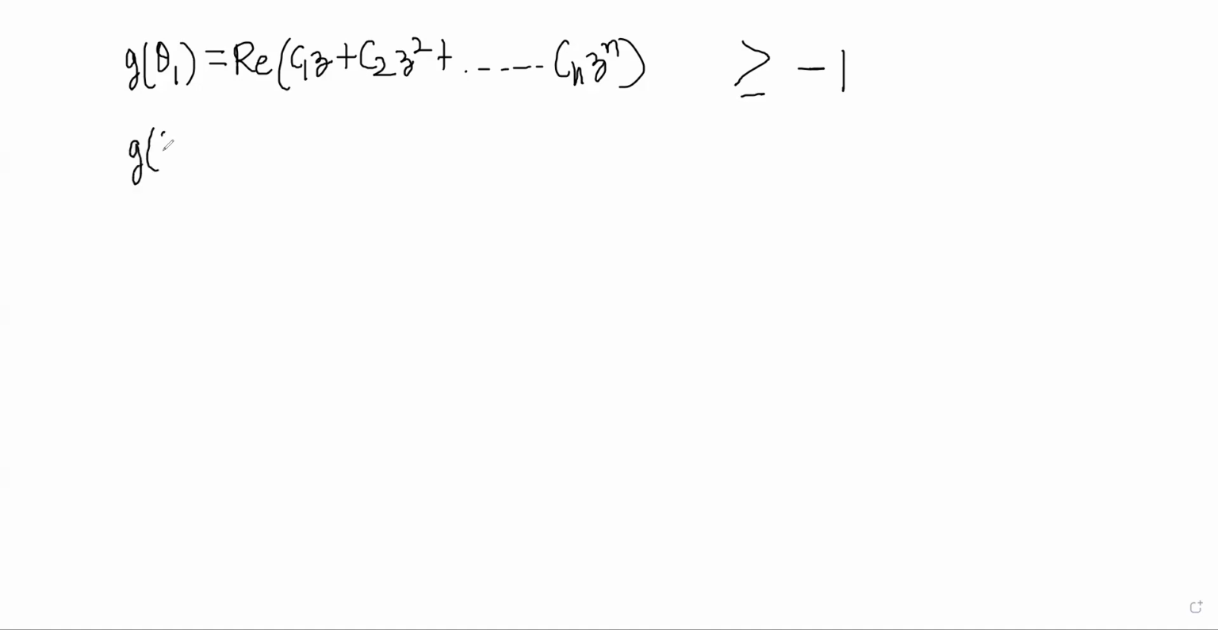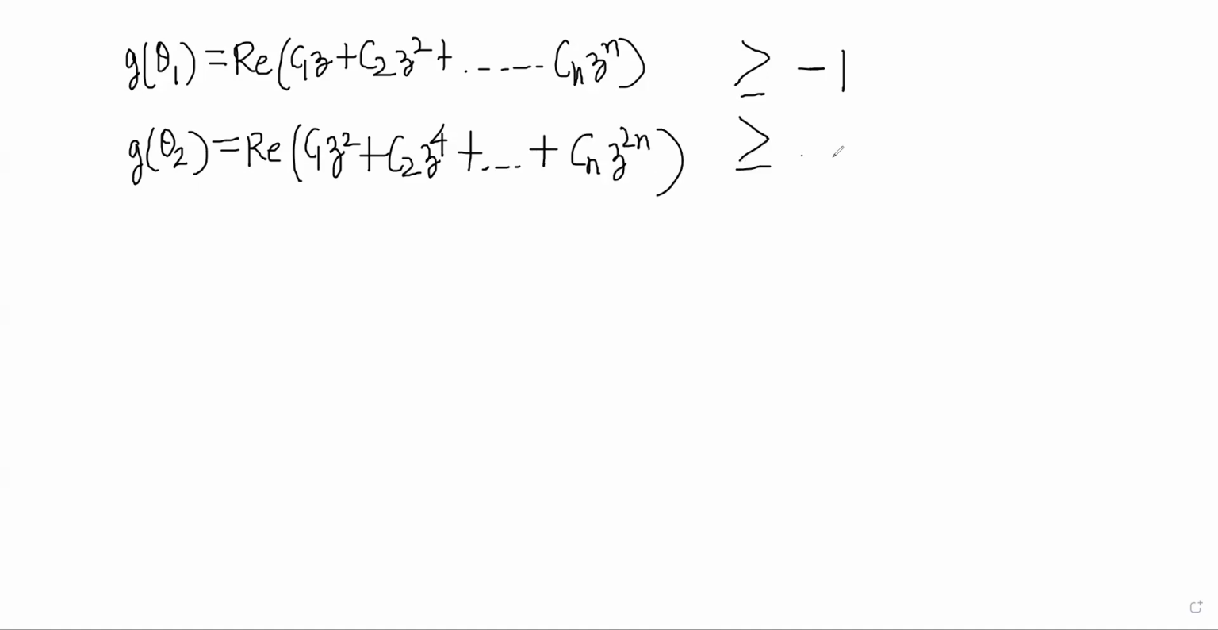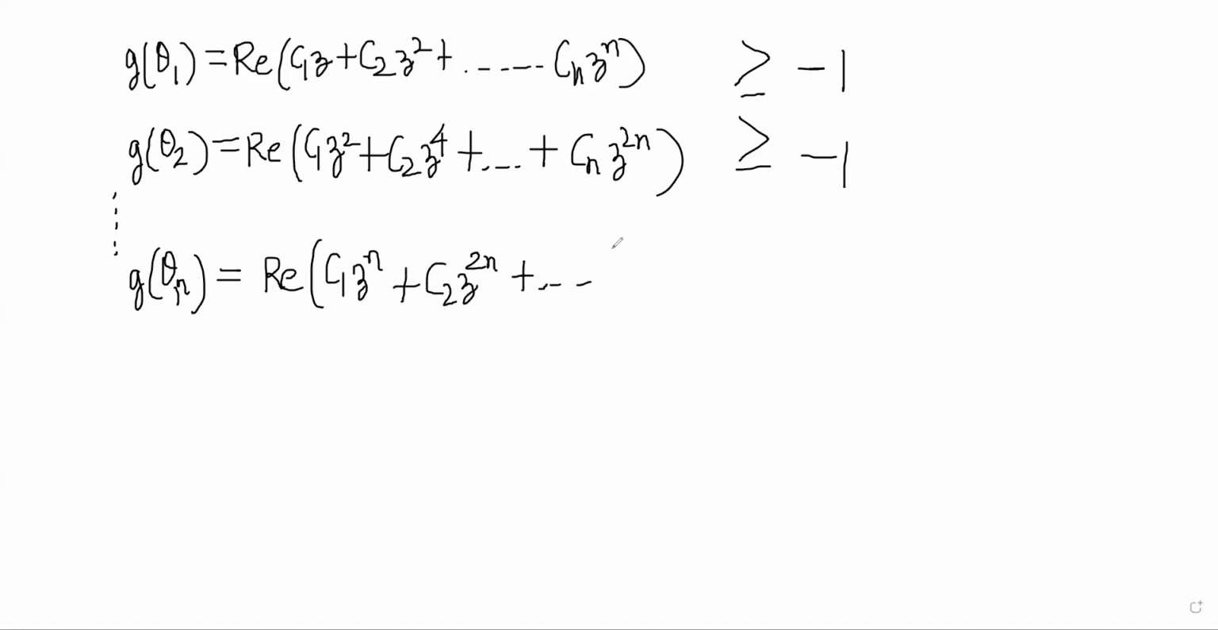Now, similarly, g of theta 2 is equal to the real part of c1 z square plus c2 z power 4 plus cn z power 2n. That is also greater than or equal to -1. And similarly, g of theta n would have been the real part of c1 z power n plus c2 z power 2n and so on till cn z power n into n, so n square, which is greater than -1.